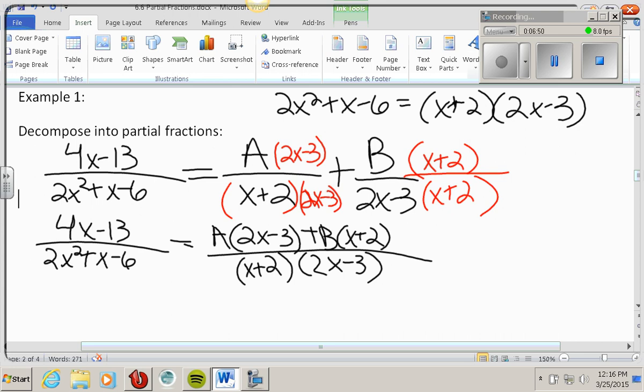Now we know that the denominator on the left side is equal to that denominator on the right side because we factored it up there to the right. So what that also means is that the numerator, 4x minus 13, equals the numerator on the right side. So we're going to set those equal to each other. So I'm going to erase what we have and set those equal to each other.